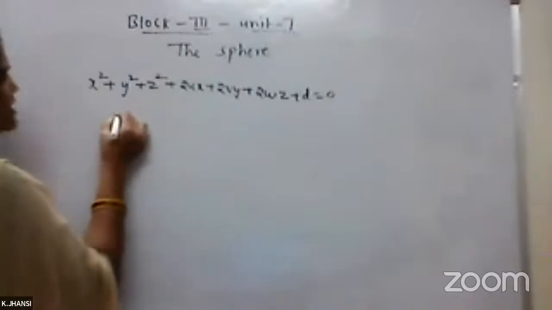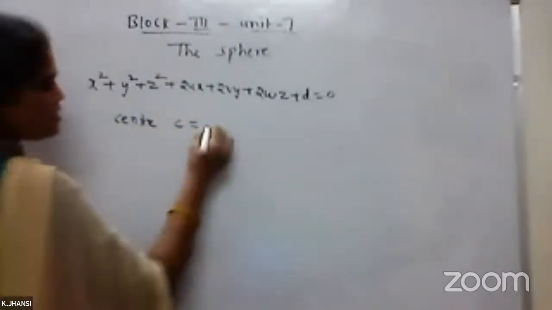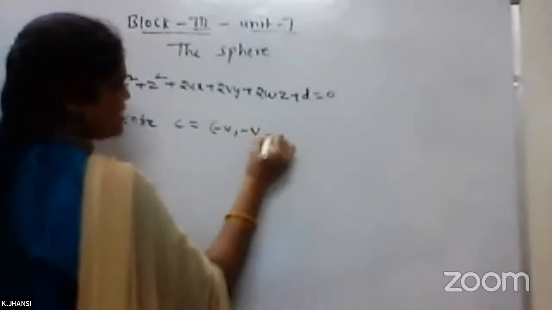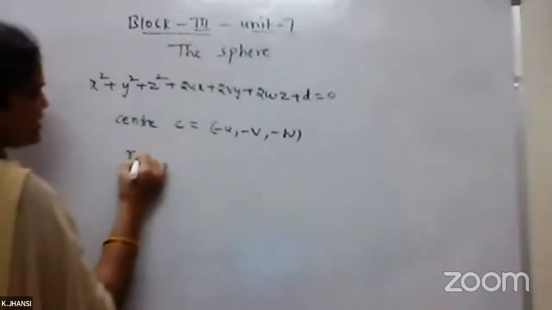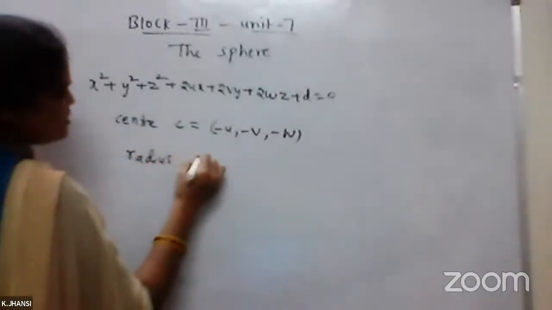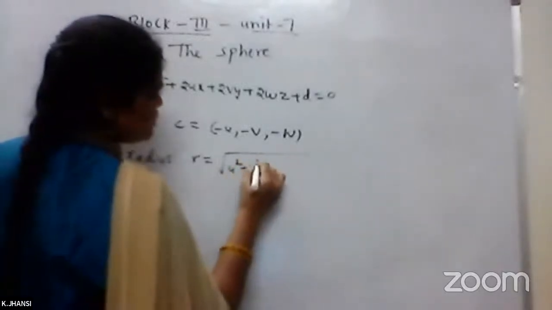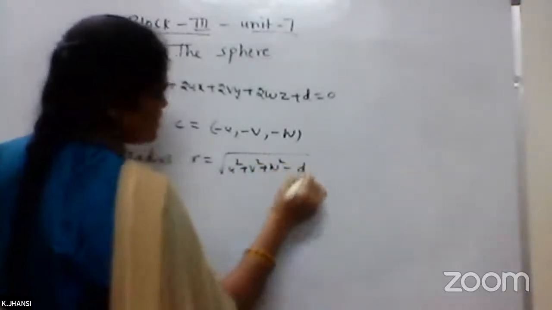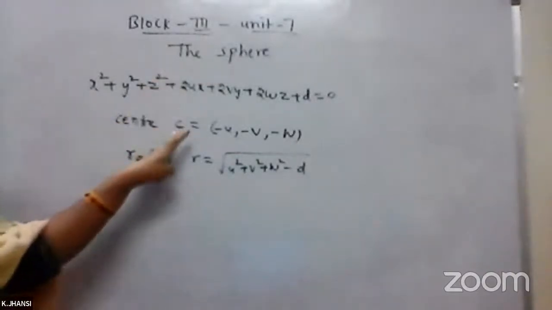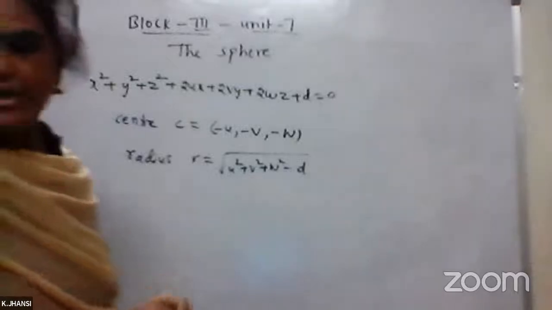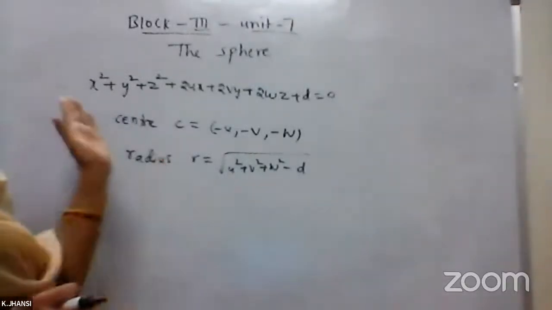Here the center C is equal to (-u, -v, -w). And the radius, small r, is equal to the square root of u square plus v square plus w square minus d. You have to remember the equation of the sphere, the center and the radius. In the examination they will give the 4 coordinate points.